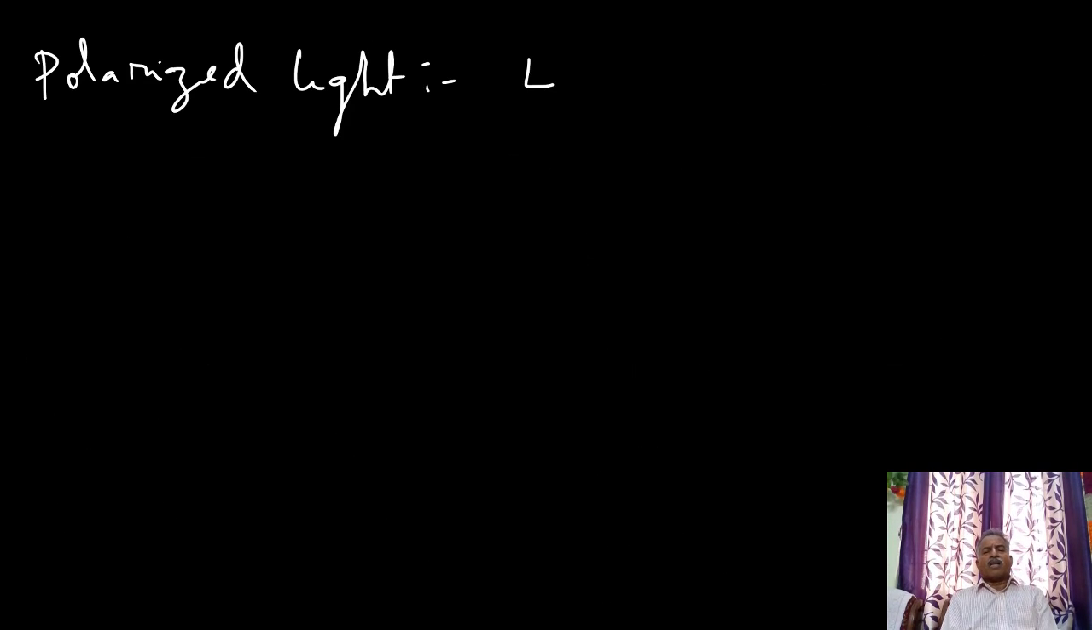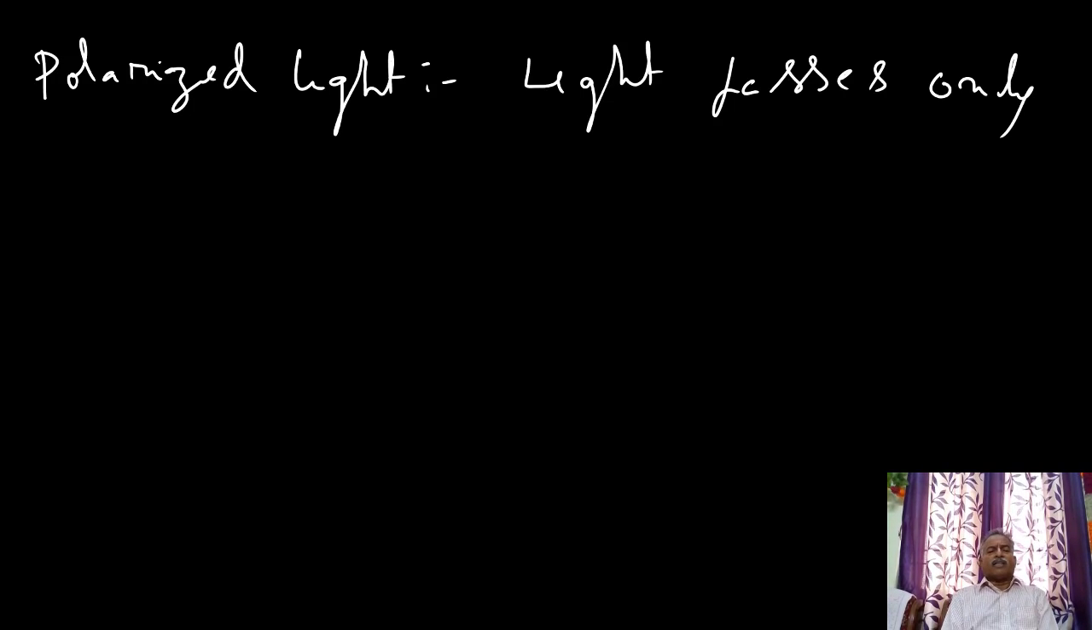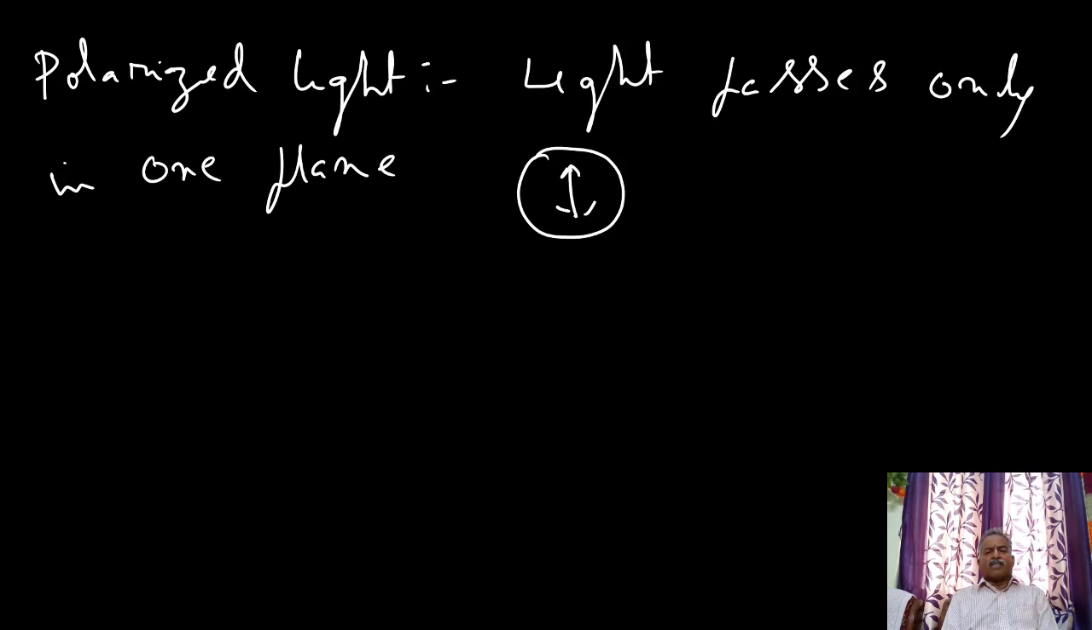Polarized light means light passes only in one plane. The polarized light is represented in this manner. So, this is only one plane of passing the light. This is polarized light.